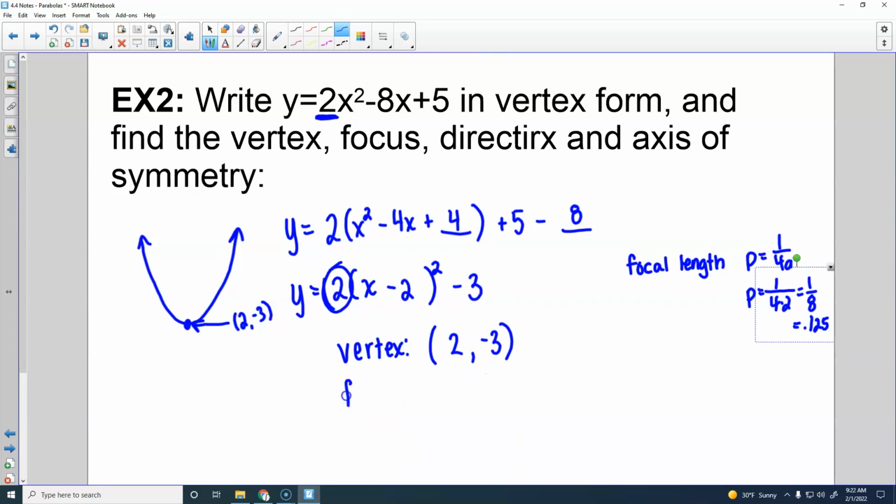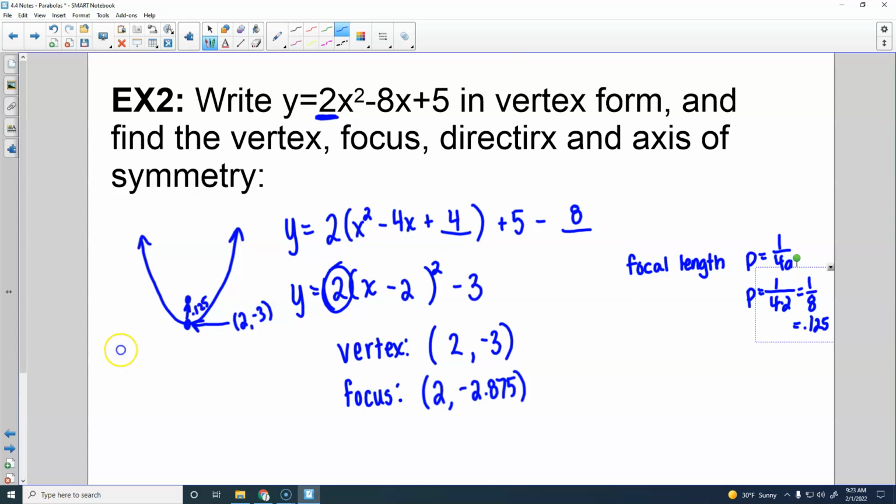For our focus, now our focus is always on the inside of the parabola, so we would need to go up 0.125. So, Grace, which coordinate is going to change if we're going from that vertex and we're going up? It's the y. So we need to add 0.125 to this negative 3. So when we do that, we'll get 2, and then we'll get negative 2.875. So we're adding that positive 0.125 to our y coordinate.